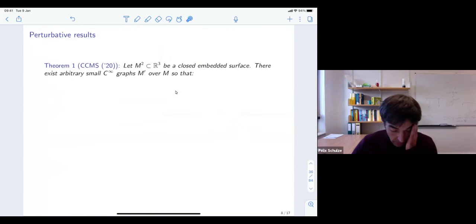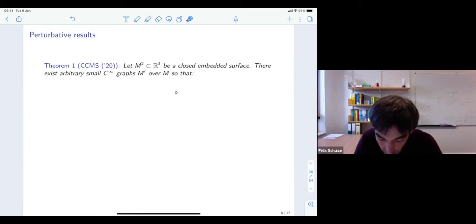Now, here's our first result. You can do something similar in higher dimensions, but then it's not so general. Let's start with a closed embedded surface in R3. The statement is that you can do an arbitrarily small C infinity perturbation of the initial surface, and you get the following.